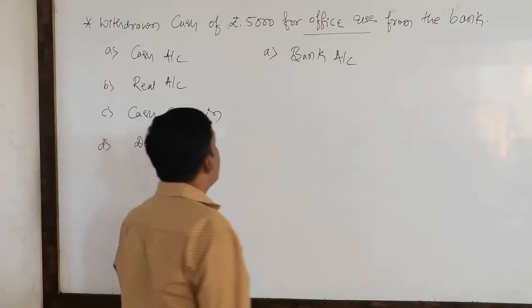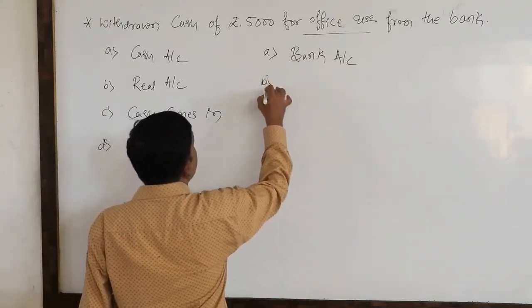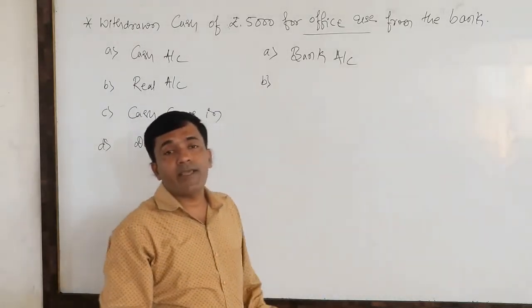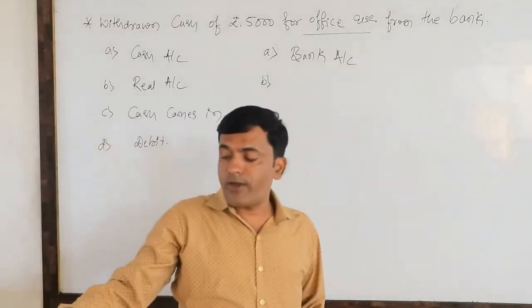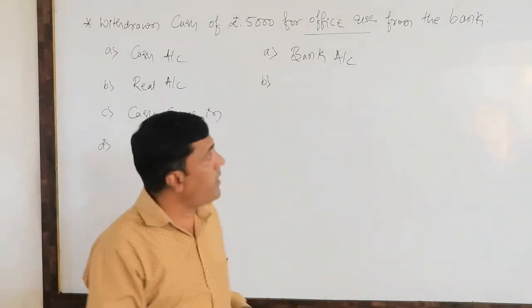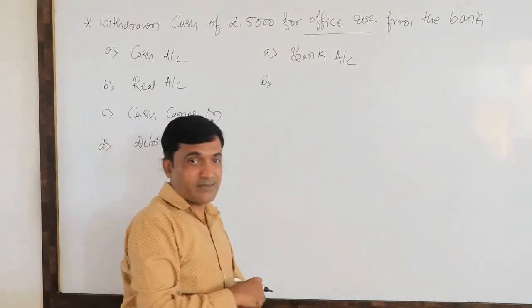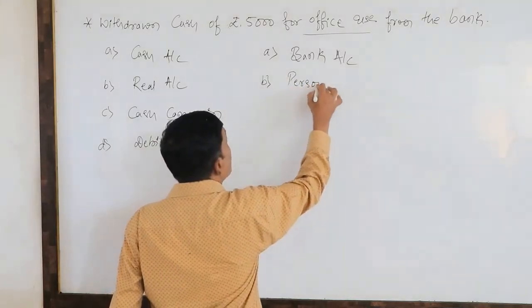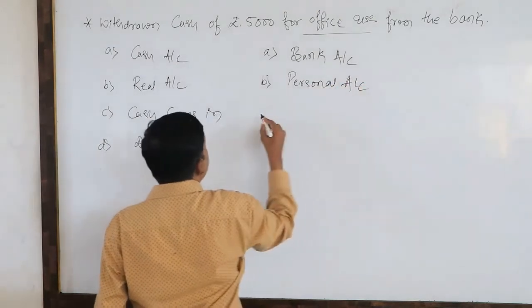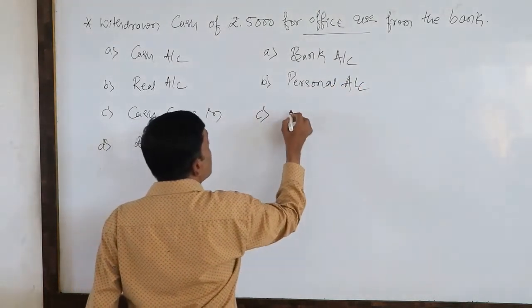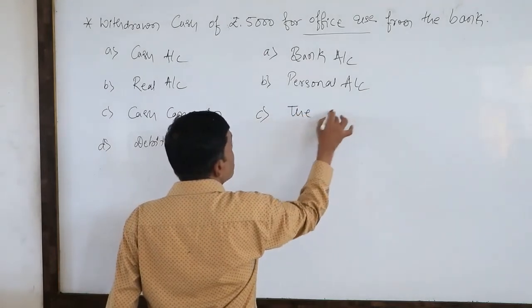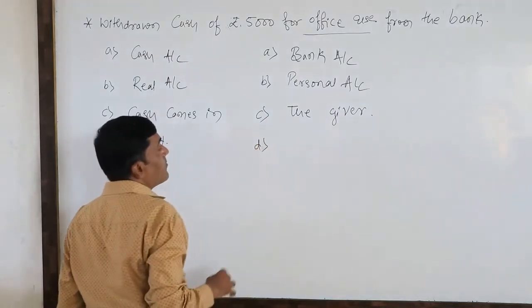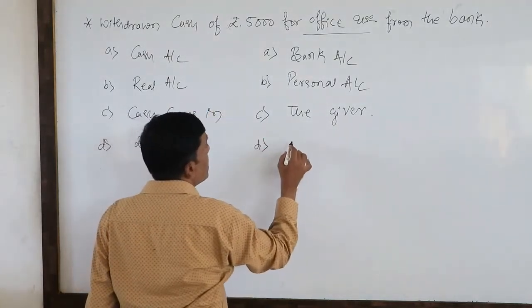Come to the second aspect, that is bank account. Bank is a financial institution created by people. Very important, dear students: the bank is also a legal person. It comes under personal account. The banker is the giver. So credit the bank account.